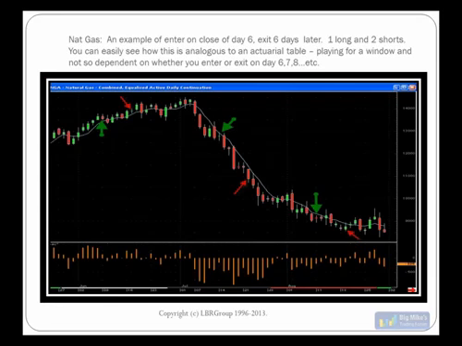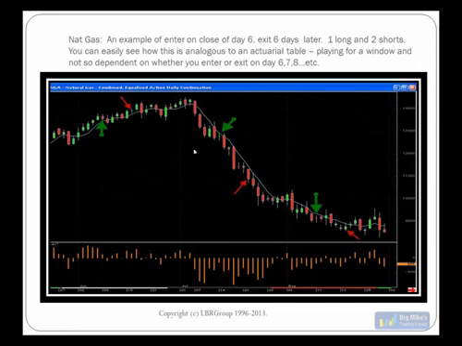It is something that we're not doing right now, but this was one of the systems, and that is entering in the direction of this extended run on the close of day 7. And then we tested out what if you exited day 8, day 9, day 10, day 11, day 12. You see? You get it?